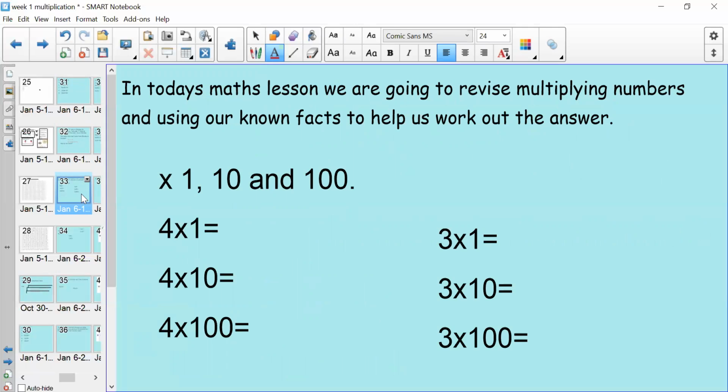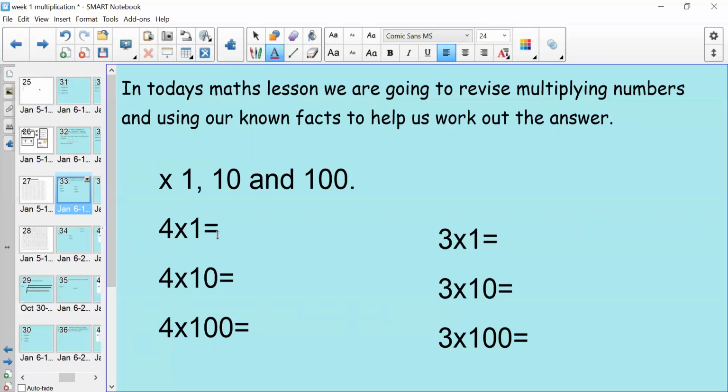All right, so let's go on to the first lot of questions. We have done this before, so we're just revising it. In today's maths lesson, we're just revising multiplying numbers and using our known facts to help us work out the answer. So I'm going to give you an opportunity to do them first before I go through them with you, because it is something that we have done before. So the first one is multiplying by 1, 10, and 100. So pause the video, have a go at those, and then I'll go through them with you afterwards.